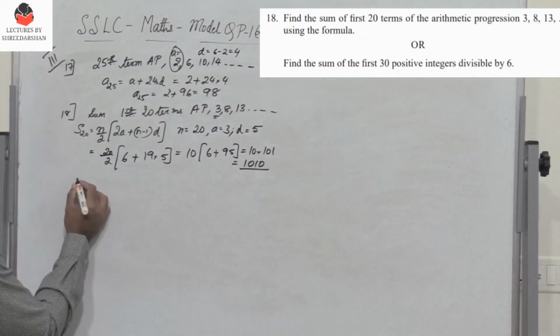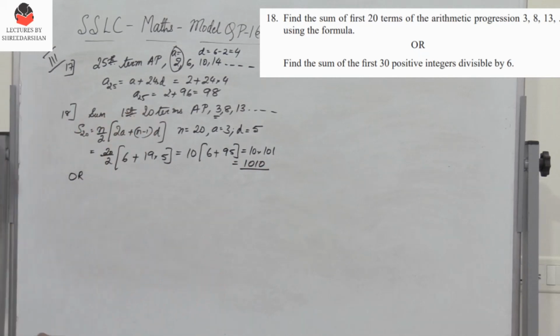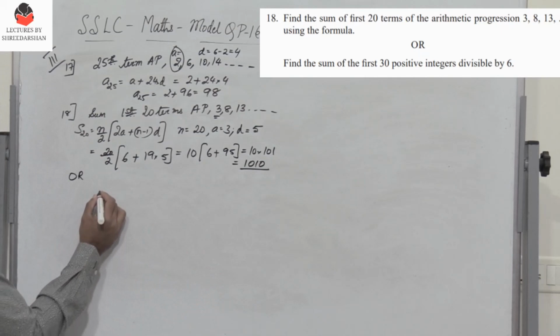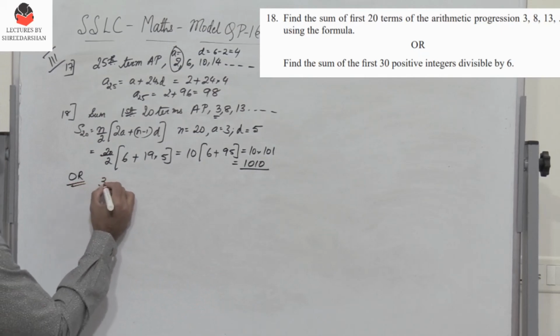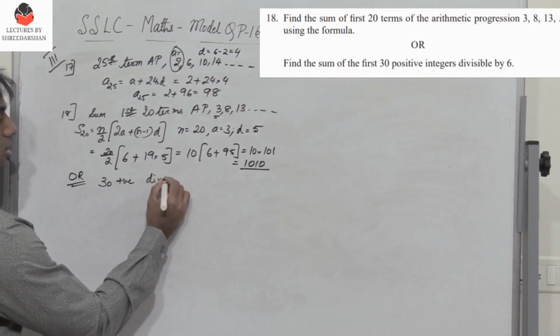Now there is an OR. So either I solve this question or I solve the next one: find the sum of the first 30 positive integers which are divisible by 6.